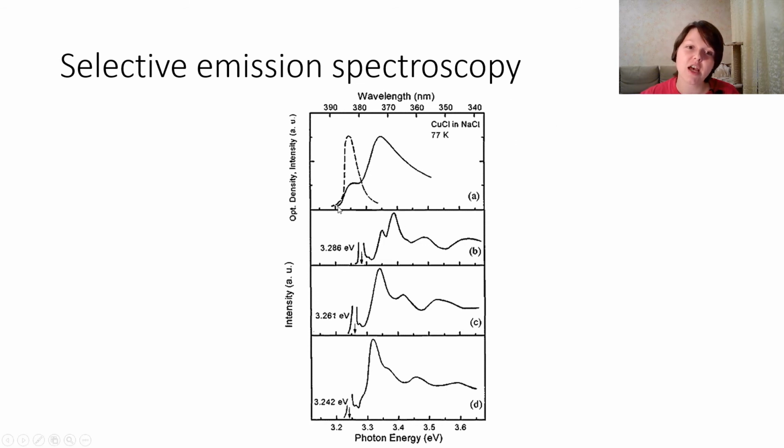On the panel A, you can see a usual absorption spectra of the copper chloride crystals inside of the sodium chloride crystals. The dash curve corresponds to the ordinary photoluminescence of the copper chloride crystals, which was obtained under broadband ultraviolet excitation. But if we take several wavelengths from these luminescence spectra and record for every wavelength its own excitation spectrum, we will see that these excitation spectra differ drastically between each other and from the original absorbance spectra.